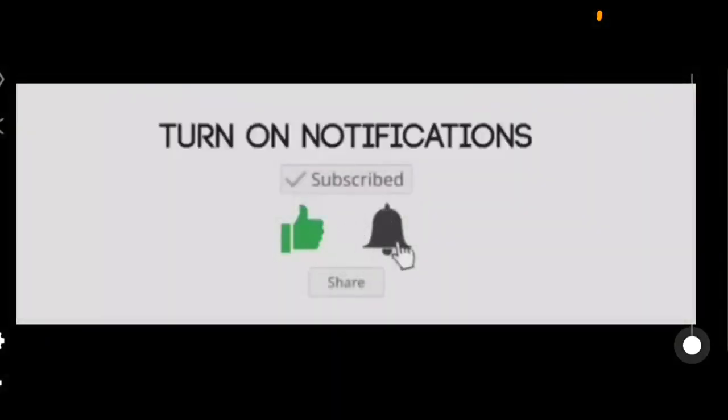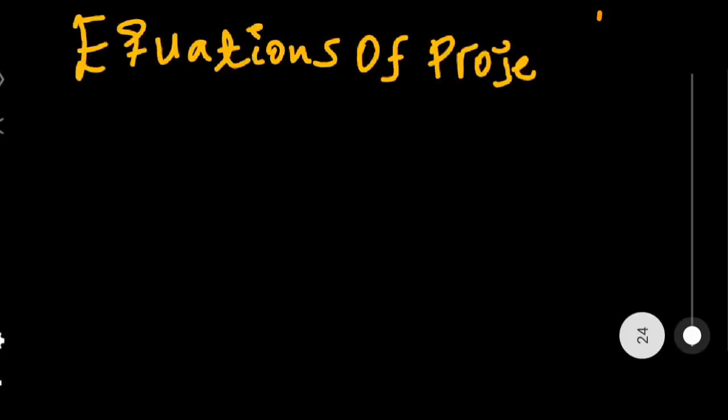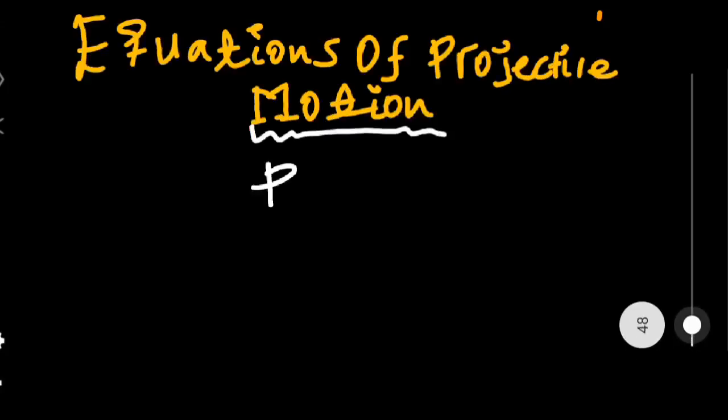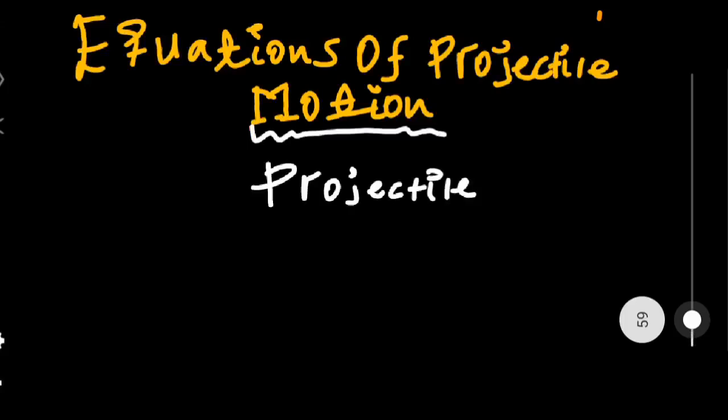Today we are going to see physics of grade 12, unit 2, motion in two dimensions. Focus on equations of a projectile motion. A projectile is any object that moves through the air without any motive force or engine force.